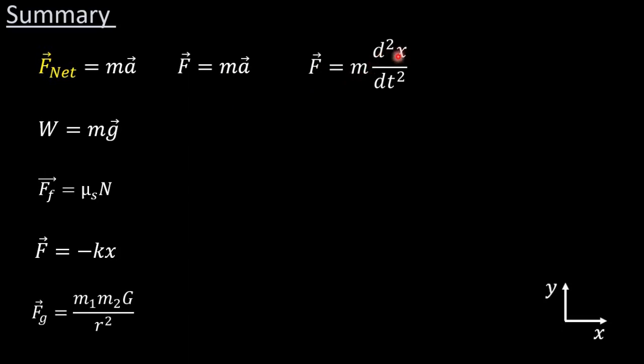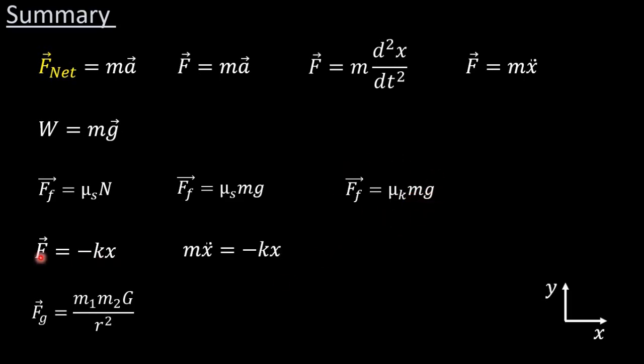We can also write this as just F equals ma, or we could write that as F equals m times d2x by dt squared, which is acceleration. And we can also write that as F equals m times x double dot. For this here, we can also say that the normal force is mg. So the force of static friction equals the coefficient of static friction times mass times g. And we also found that the force of kinetic friction equals the coefficient of kinetic friction times mass times g. This is the force of friction when the particle is in motion.